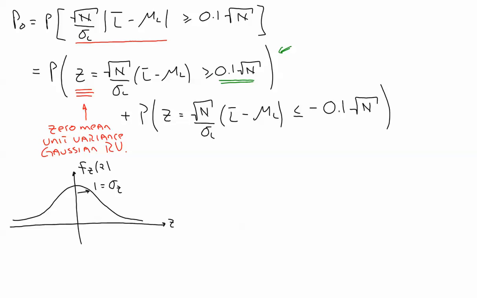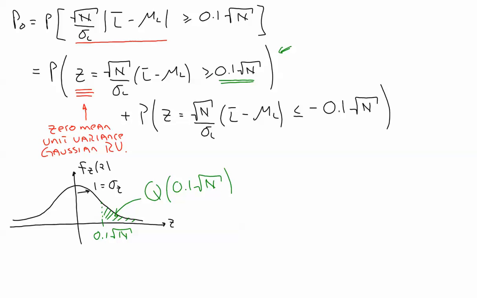All right. So what we've got here is 0.1 square root of n. What I'm asking myself is the integration of that upper tail. And integration of the upper tail for a zero mean unit variance Gaussian is simply the Q function. That's what that is.